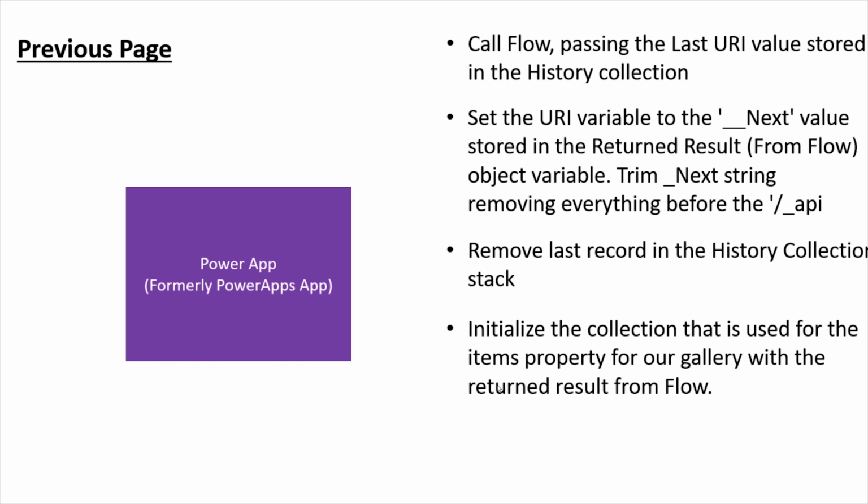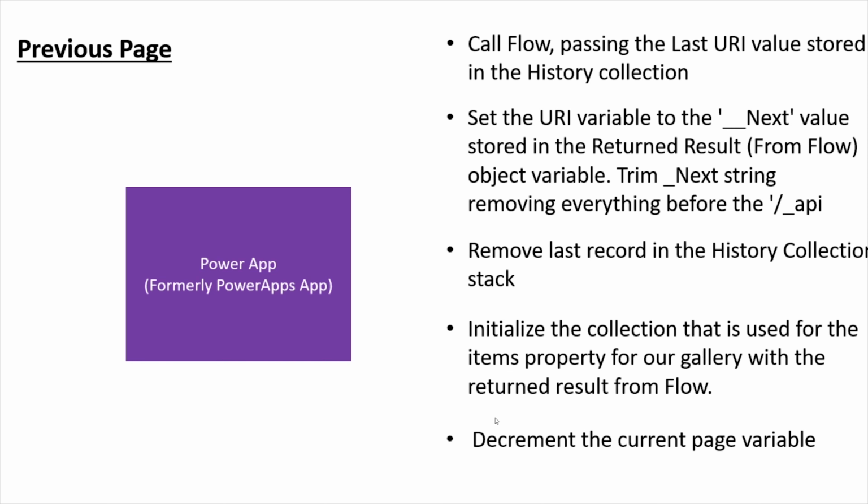The second last thing we want to do is initialize the collection that is used for the items property for our gallery with the return result from Flow. So then we just want to display those results. And the very last thing we do is decrement the current page variable.